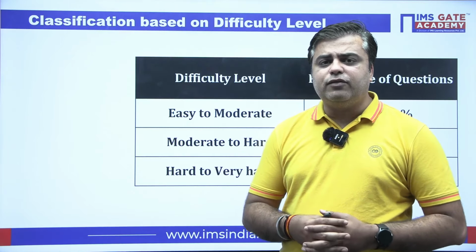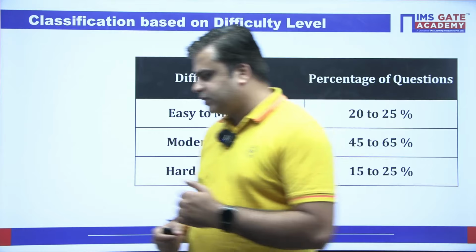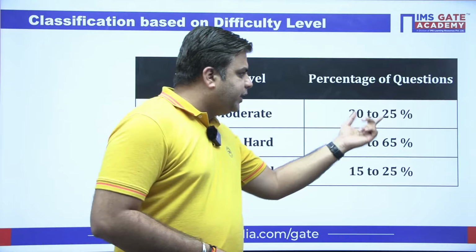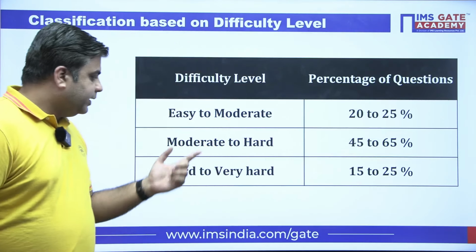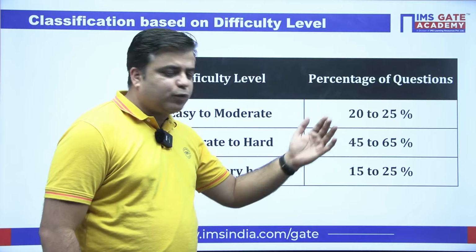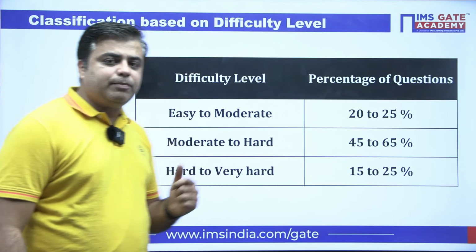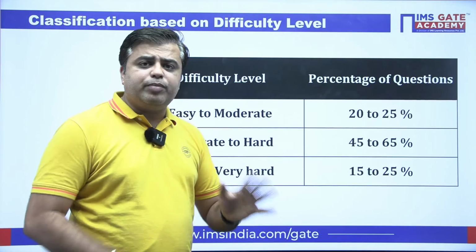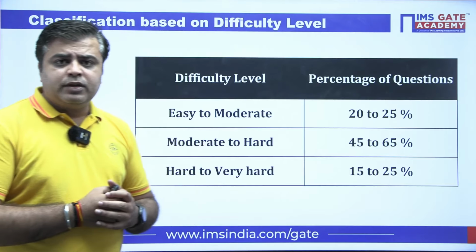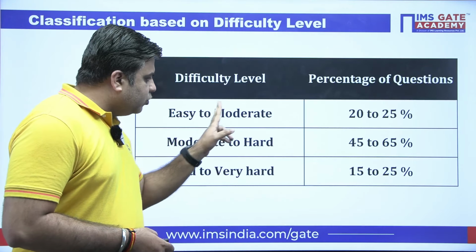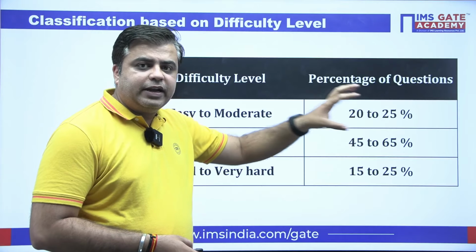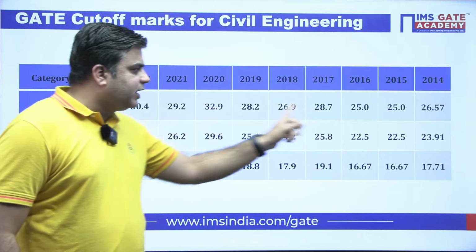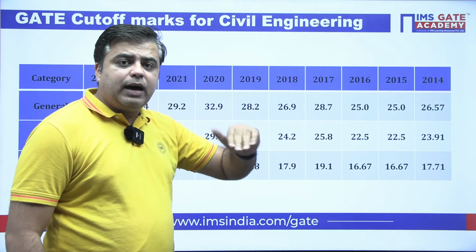Means the difficulty level of the questions can be broadly classified into 3 segments. First one is moderate to easy level questions, which comprise 20 to 25 marks in your GATE examination. Next is moderate to hard level questions, which comprise 45 to 65% of the GATE marks. And the third difficulty level is hard to very hard questions, which are 15 to 25% of the total marks of GATE. You can see here, if you are targeting only easy to moderate level questions, you are only targeting 20 to 25 marks in your GATE examination. And looking into these cutoffs, especially for general category students, the cutoff will always be above 25 marks.